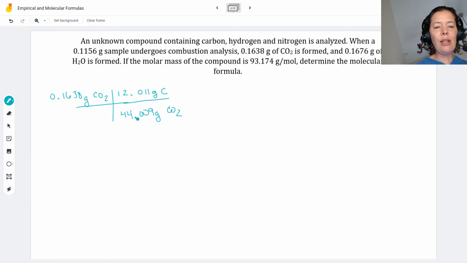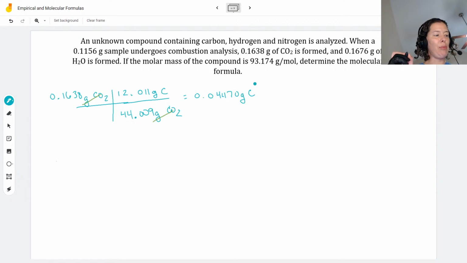All right, so it's pretty obvious that my 12.011, that's just my molar mass of carbon. My 44.009, that is actually the molar mass of carbon dioxide. So what this does for me is this converts my grams of carbon dioxide into grams of carbon. So this means that I actually had 0.04470 grams of carbon in my sample.